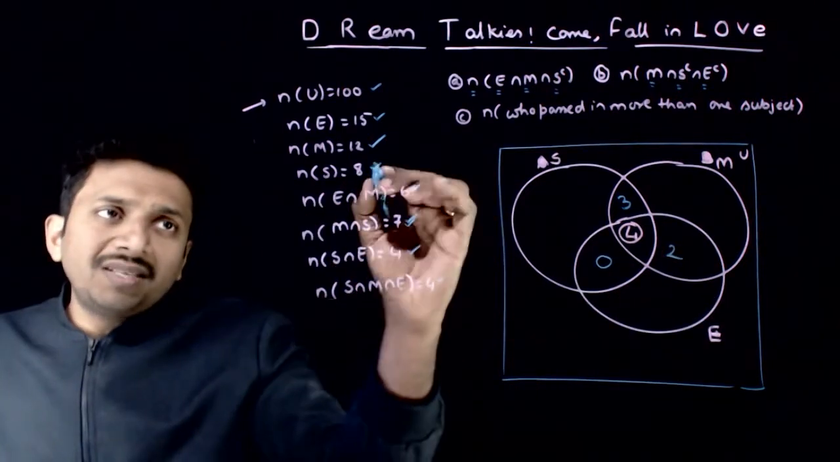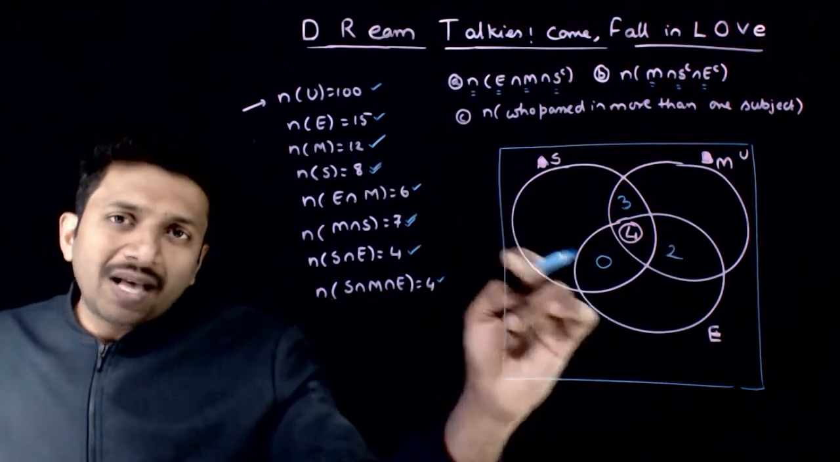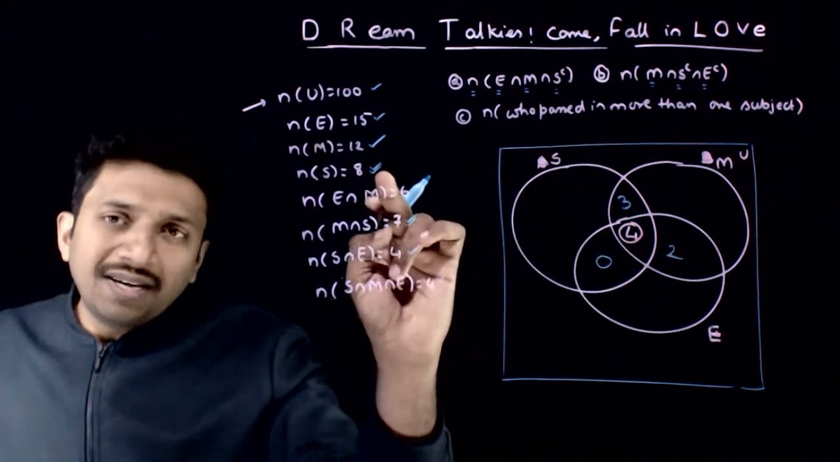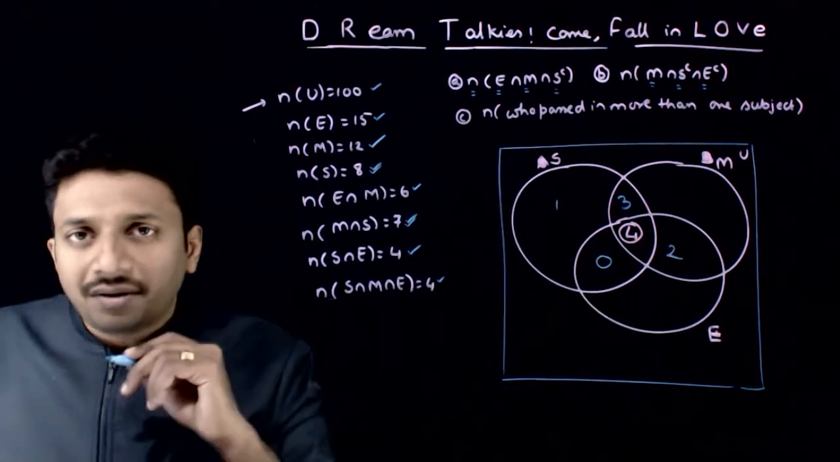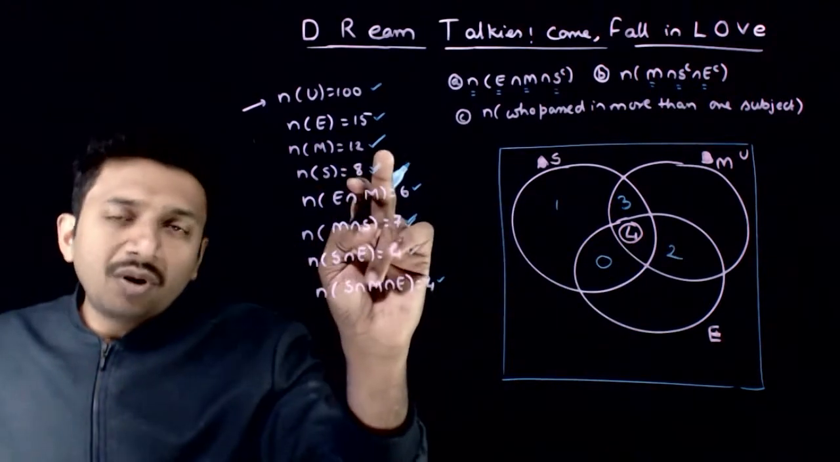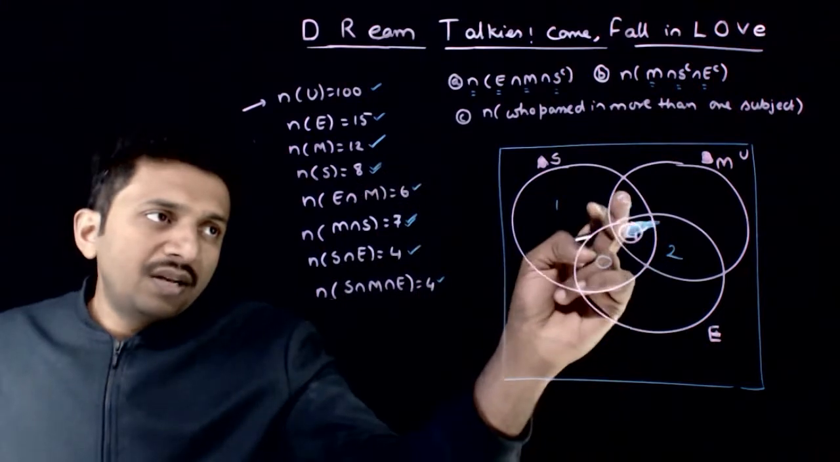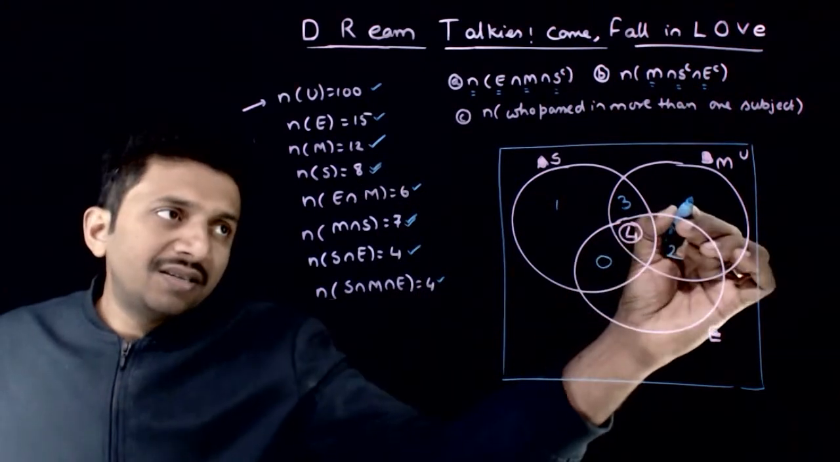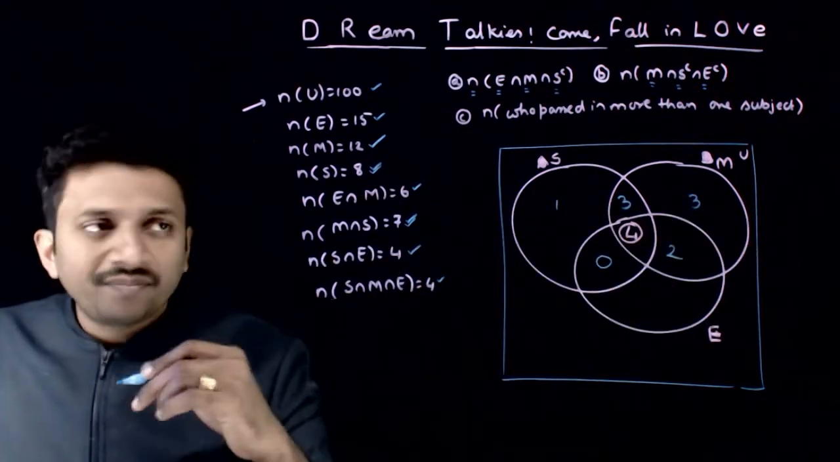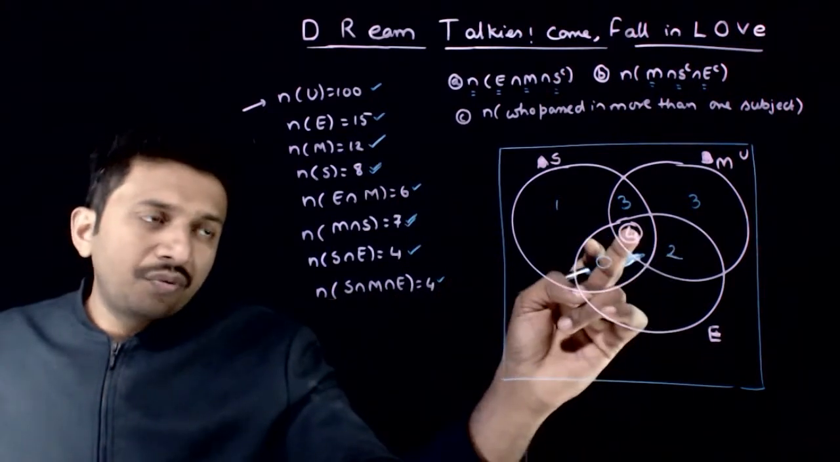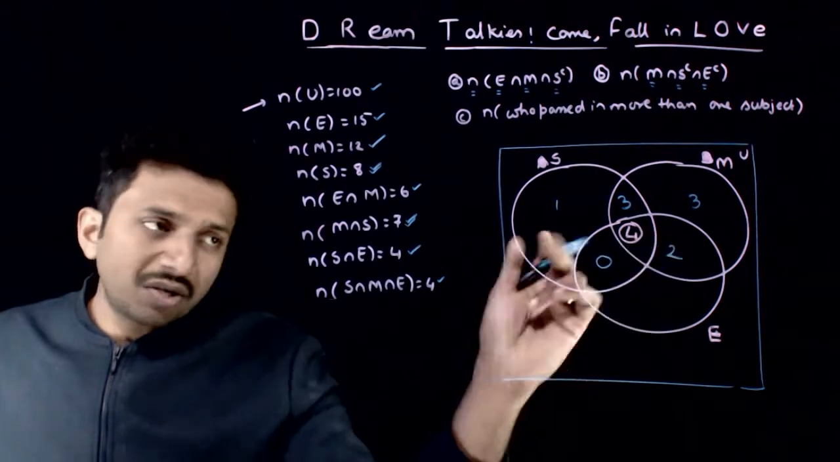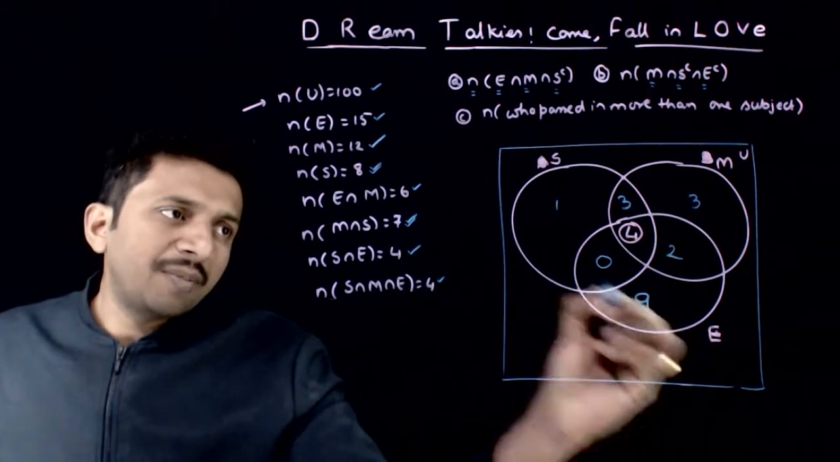Now, what is the number of students who passed in science? Total 8 students. 7 students have already come. So you have 1 student here. Similarly, number in maths is 12. 9 has already been considered. So the remaining 3 are here. English, you have 15 passes. 4 plus 2 is 6. You have 6 already taken care of here. So the remaining 9 comes here.